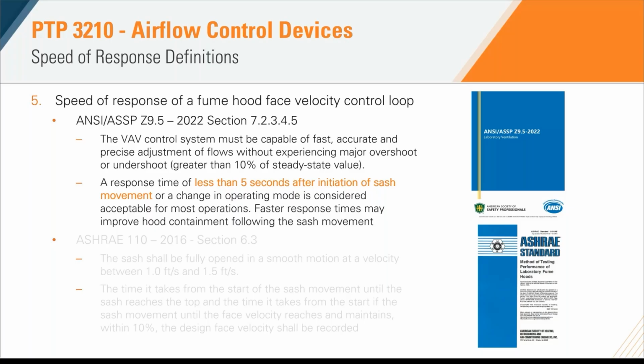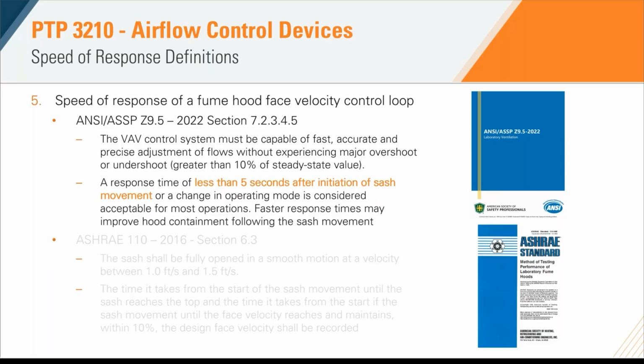And then it further outlines a response time of less than 5 seconds after that fume hood sash movement is introduced, or a change in operating mode, is considered acceptable. So again, now we're saying about 5 seconds is kind of our target time once we start to adjust the sash position or change the modes. So faster response times may improve hood containment, of course, but again, roughly following that 5 seconds as a worst case, that's the type of speed we're looking for in these control applications.